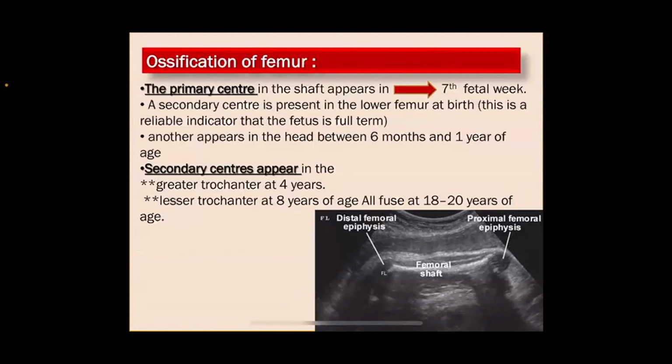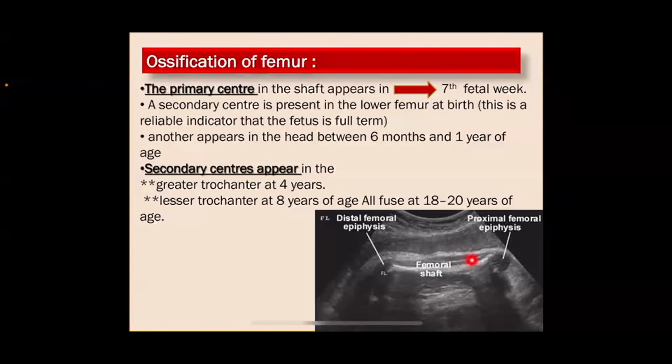Ossification centers of the femur. The primary center of the shaft appears in 7 weeks of fetal life. The secondary center is present in the lower femur at birth. This is a reliable indicator that the fetus is full term. Another appears in the head between 6 months and 1 year of age. Secondary centers appear in the greater trochanter at 4 years and lesser trochanter at 8 years of age, and all fuse at 18 to 20 years of age.